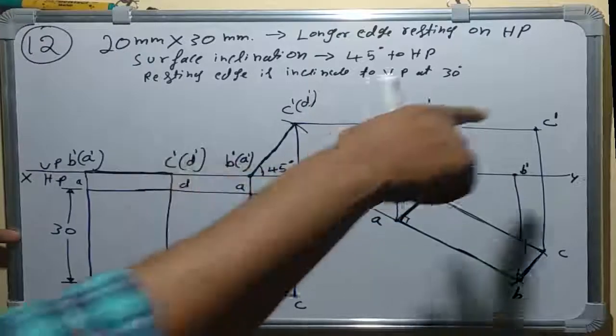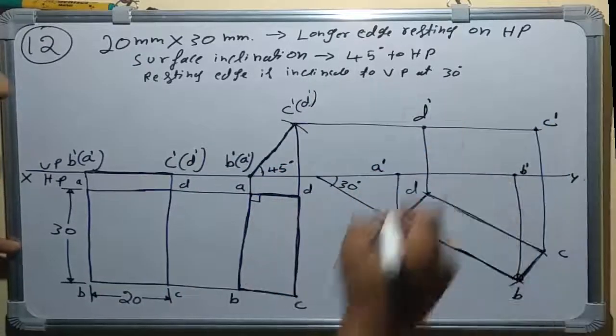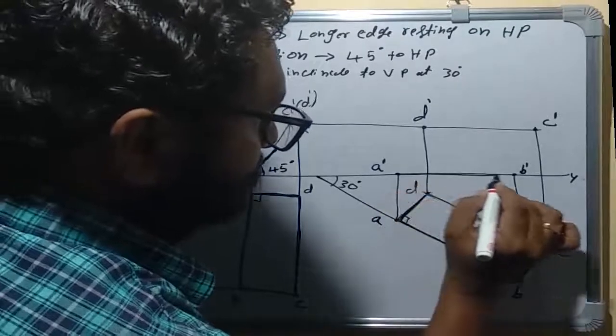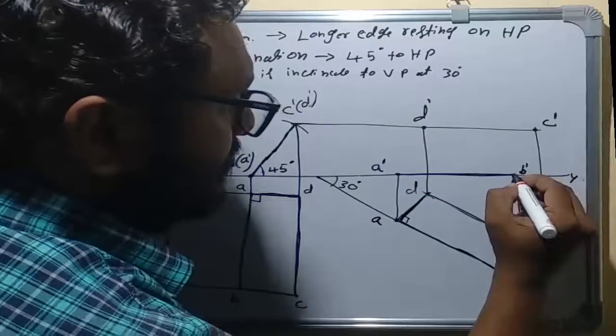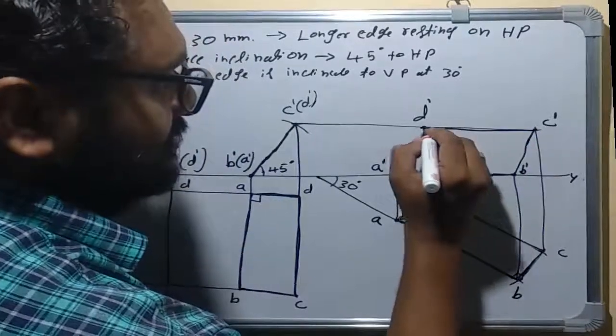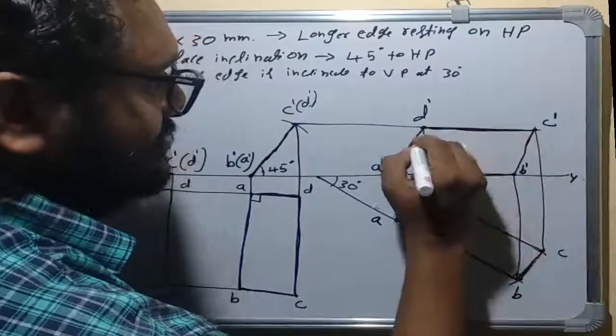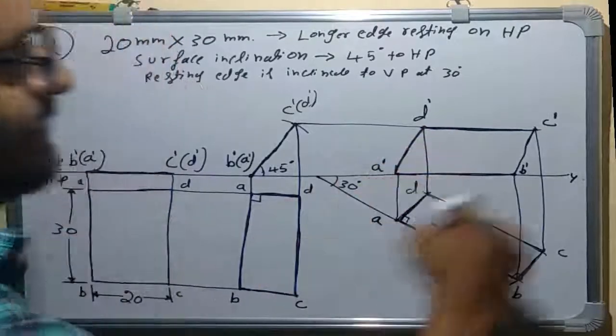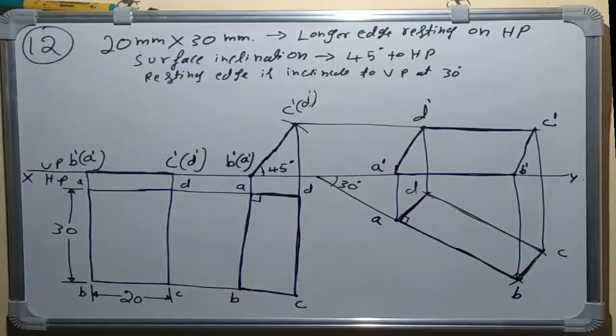So like this we got all four corners, A dash, B dash, C dash, D dash, and now you join them: A dash to B dash, then B dash to C dash, C dash to D dash, and then D dash to A dash. So this is the final view. All the steps are finished.